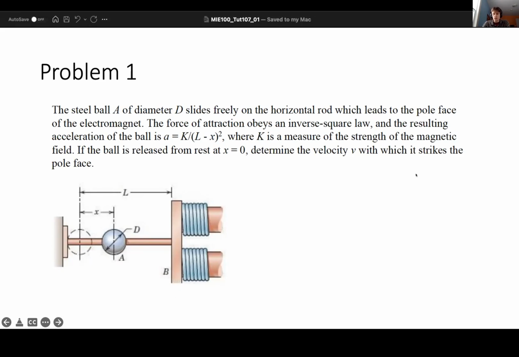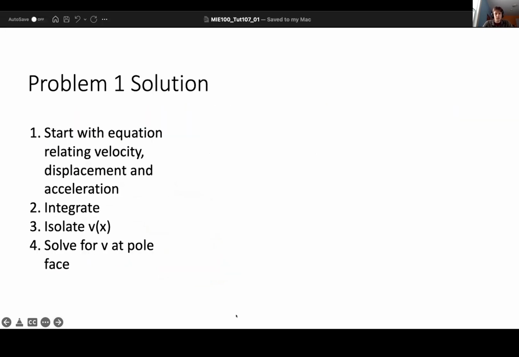Okay, let's get started on the solution. To begin, if you have any questions while I'm covering it, feel free to jump in or post in the chat. If you want to cover anything again, let me know. So we start with the equation relating velocity, displacement, and acceleration: v dv equals a dx.